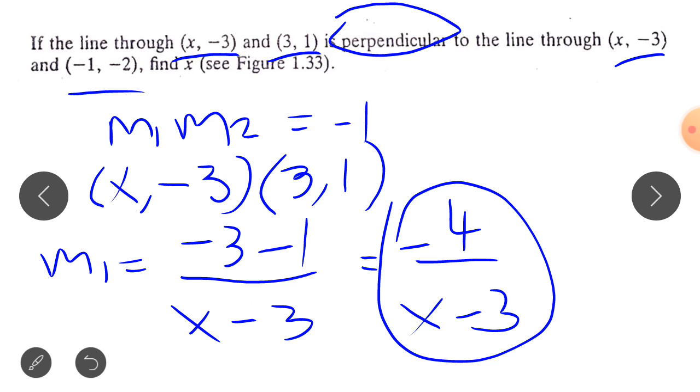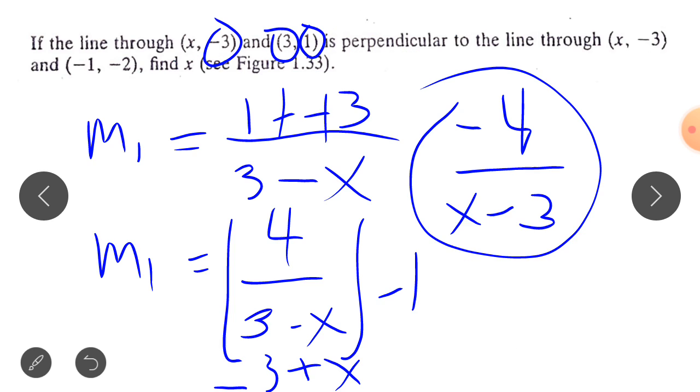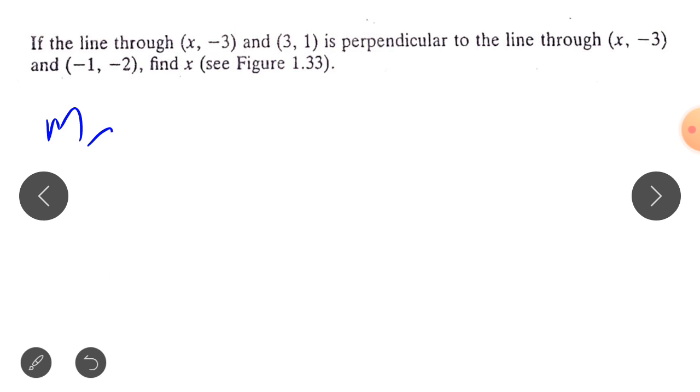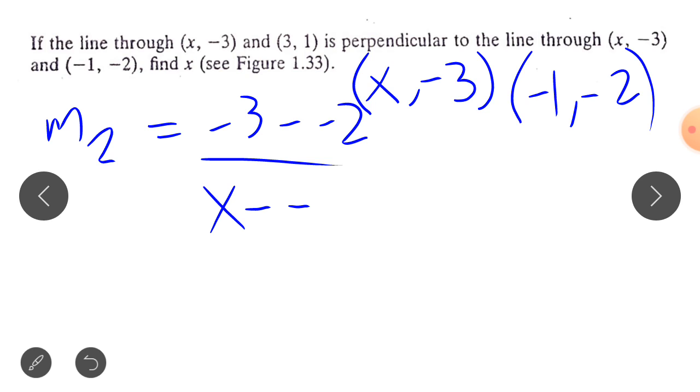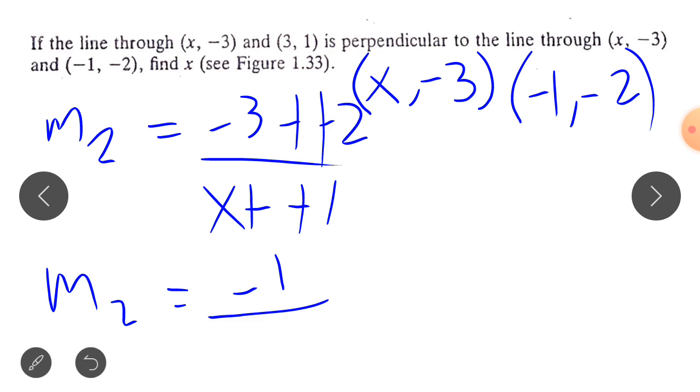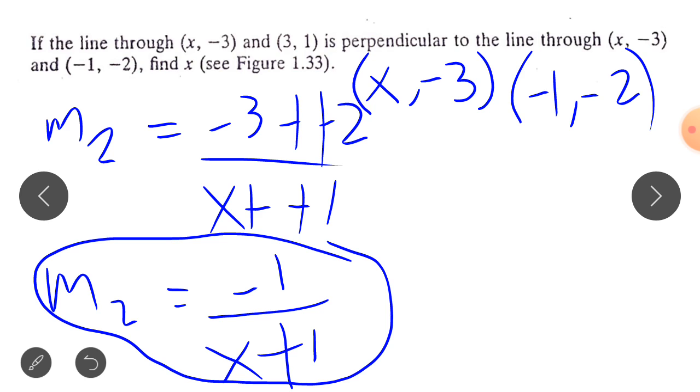So this is the slope of the first line, m sub 1. For the slope of the second line, the second line passes through (x, -3) and (-1, -2). Same procedure: negative 3 minus negative 2 over x minus negative 1. So m sub 2 equals, this will become plus, negative 1 over x plus 1. So this is the slope of the second line.